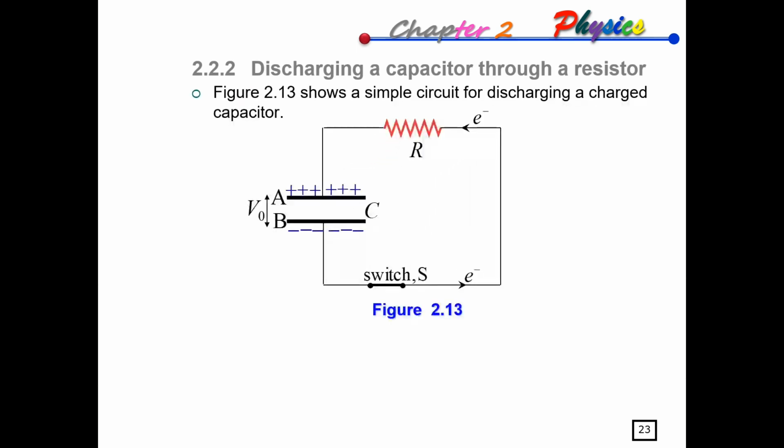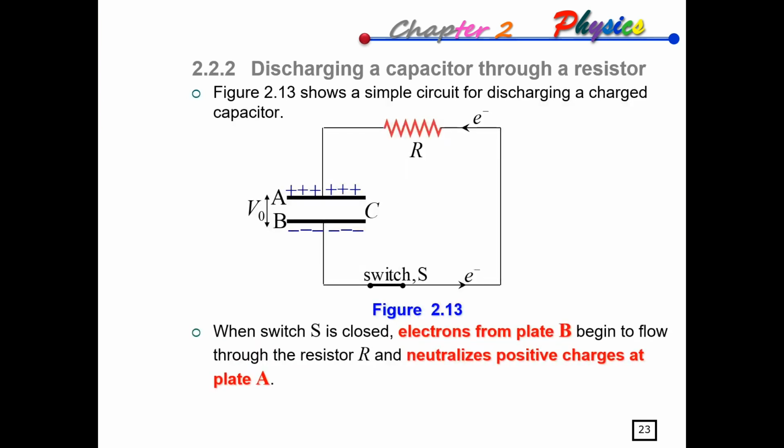Figure 2.13 shows a simple circuit for discharging a charged capacitor. This circuit looks similar to the charging circuit, but the only difference is we do not have a battery now to supply the charge. As the positively charged plate A has an excessive amount of positive charge, those charges will flow back to the negative plate B. This is because opposite signs of charges attract one another.